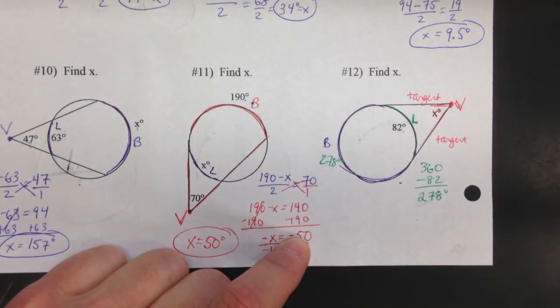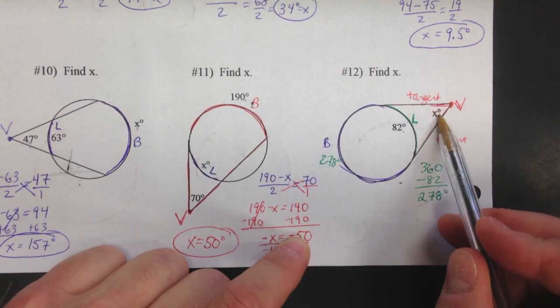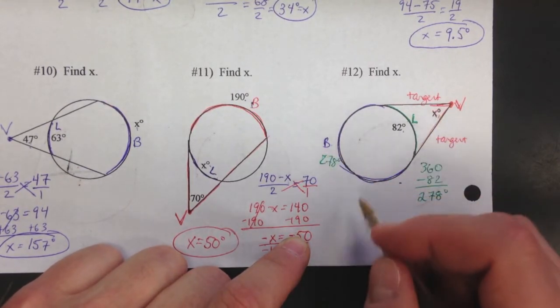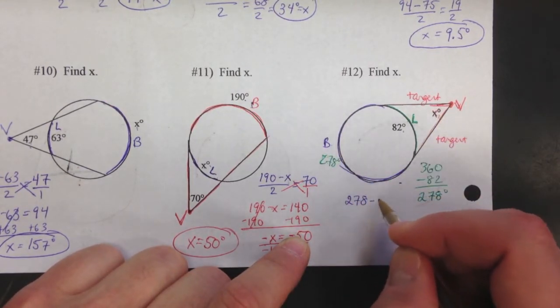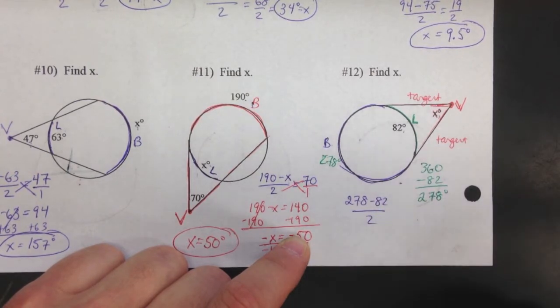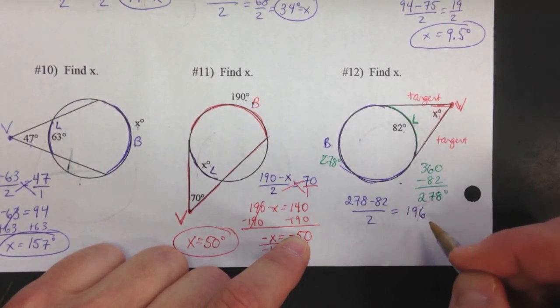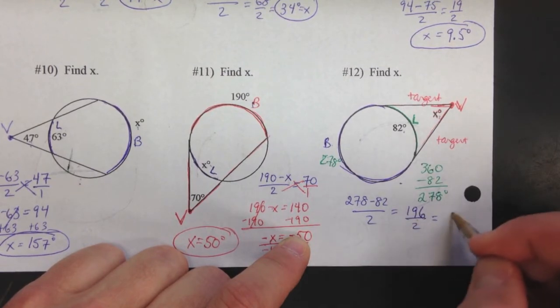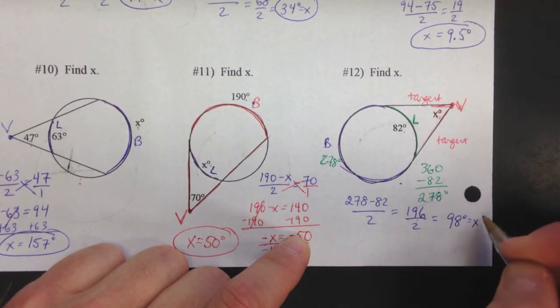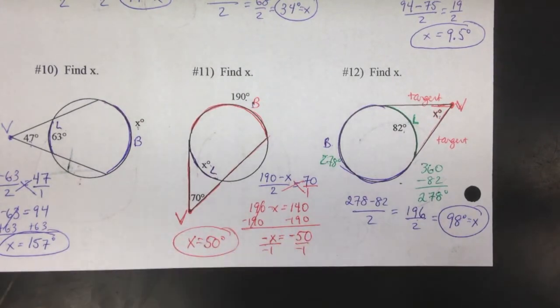So the last step here, we want the angle measure. Outside angle is the big arc minus the little arc divided by 2. So we're going to subtract that. We get 196 divided by 2, which is 98 degrees. So the angle measure is 98.